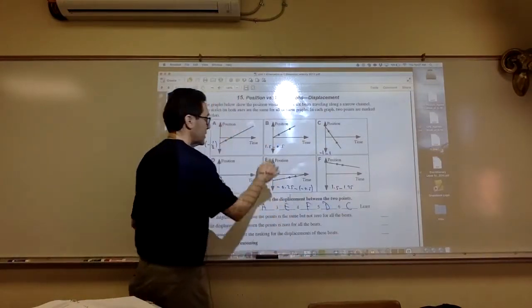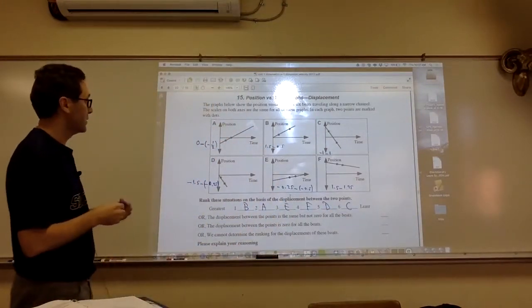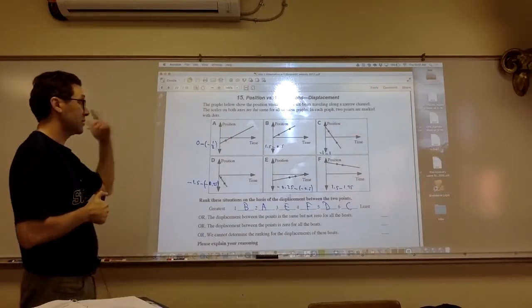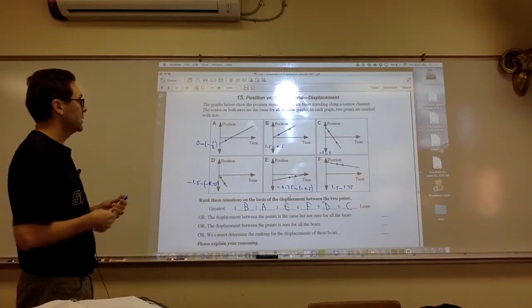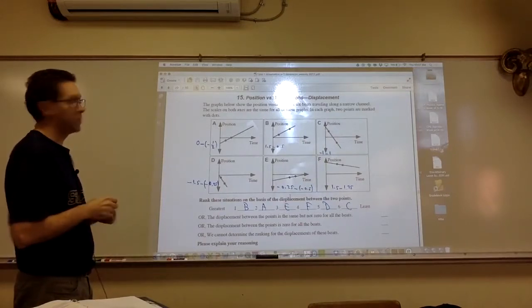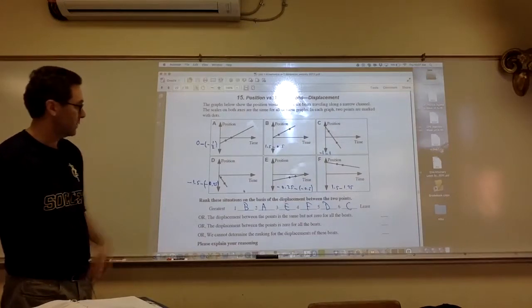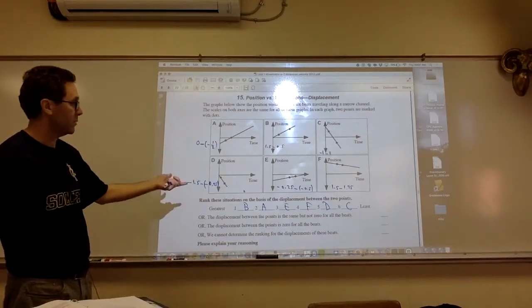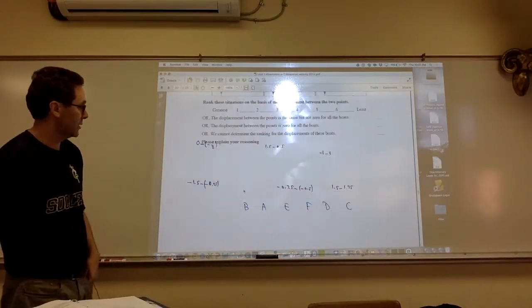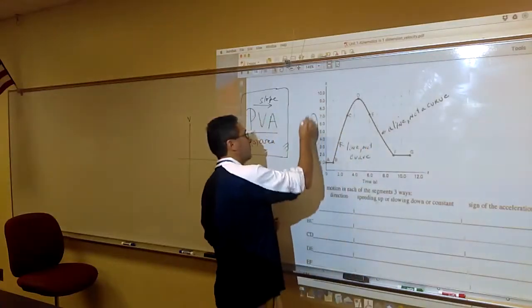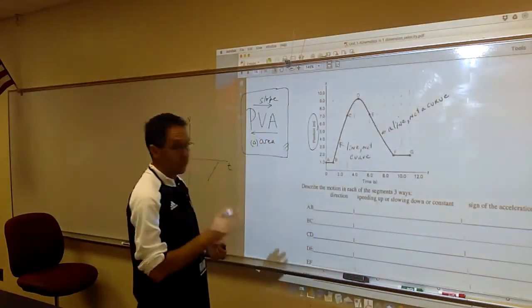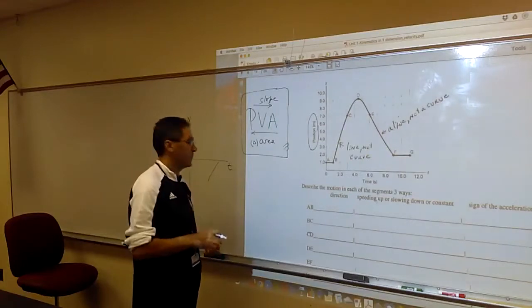Okay. So the only thing you have to be careful about here is what kind of graph you're dealing with. This is a position-time graph. To find the displacement, you just take the change in position. If it says magnitude of displacement, you take the change in position and drop the negative signs. So now this is a position-time graph, and it has to be looked at differently than a velocity-time graph.